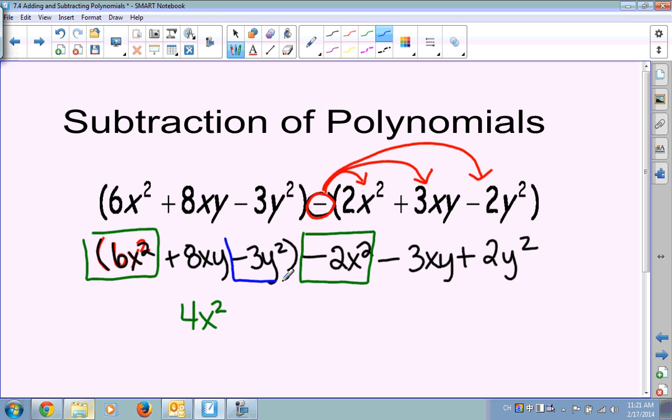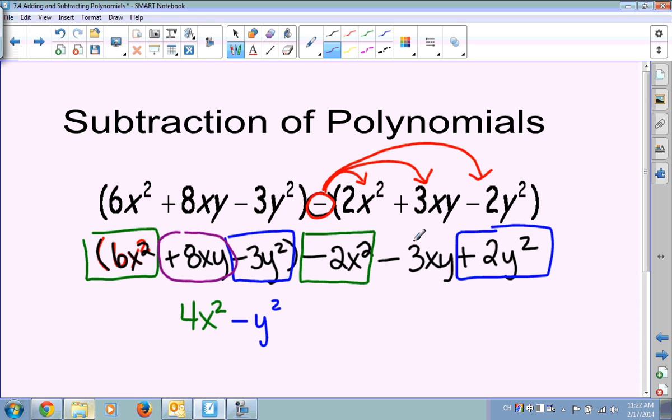Negative 3y squared. We have some y squareds. So we have negative 3y squared and positive 2y squared. Negative y squared or negative 1y squared. Good. And then, yes, these go together. Plus 8xy minus 3xy go together because they both have xy's. So what's 8xy minus 3xy? Positive 5xy.